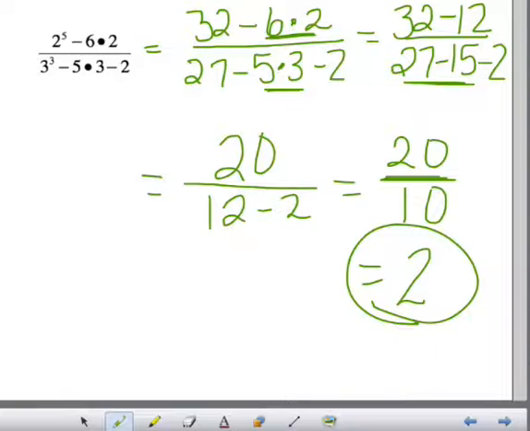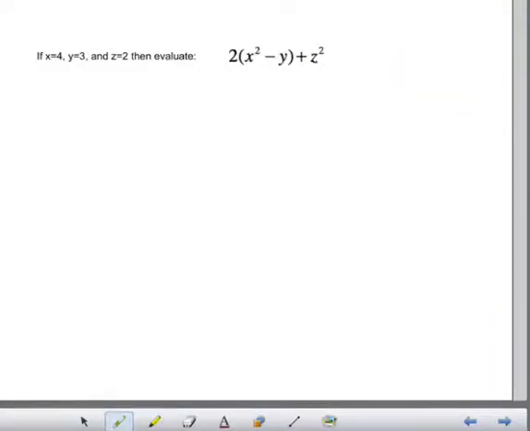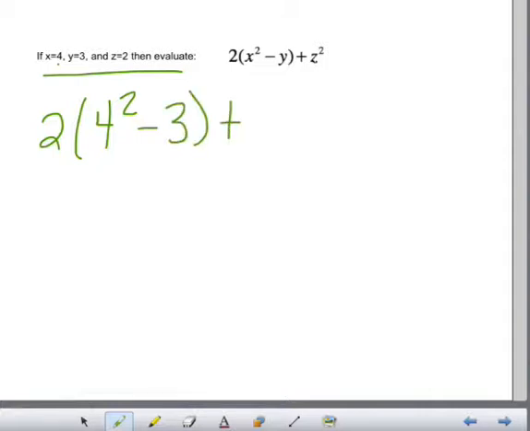Okay? One last example and you'll be done for tonight. All right, again, we can do the same thing, just plugging in the numbers. If I've given you, if x is equal to whatever and so on, then we just plug those in and then we just work the problem. So 2 times x is 4, 4 to the 2nd power, minus y, which is 3, plus z, which is 2 to the 2nd power.